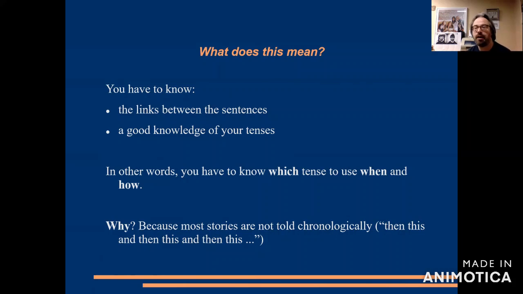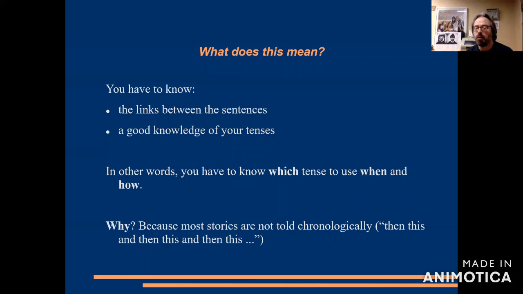Let's say there's a reading test, like an exam or a big reading test, where you have to say what happened first. Even if you don't know any of the words, you can still do it, because sometimes your grammar can help you. Now, the bad news for this is you need to understand the links between the sentences. You need to know these linking words, while, before, after, and also you have to have a good knowledge of your tenses, because without it, you're going to lose that extra bit of help grammar can give you. In other words, as it says down there, you have to know which tense to use when and how.